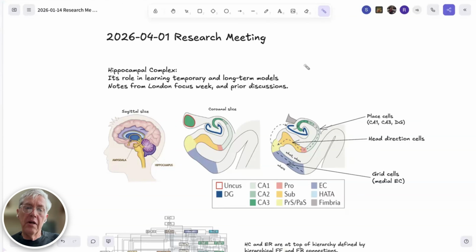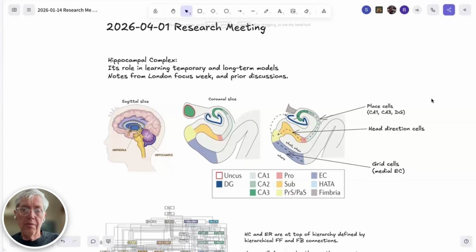It turns out that most of our lives are spent just looking around and seeing where things are right now. And I'll talk about that. So these are not necessarily permanent structures in the world, but we're constantly learning temporary structure in the world. This is basically some stuff we talked about at the London Focus Week, but also stuff we talked about in prior discussions. So I'm just going to jump into it.